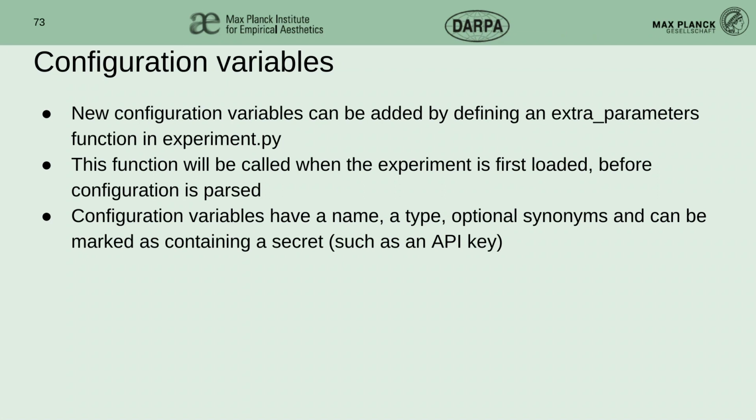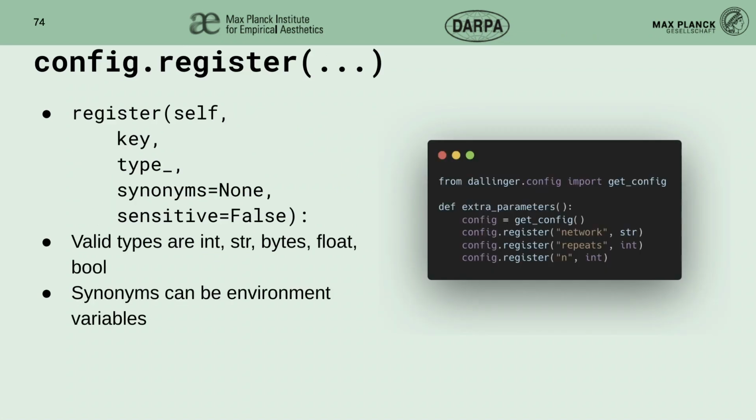Does it? Yes. Okay. This is Jesse, by the way. Jesse's one of the developers. He's just got in. It also has a marker as to whether or not it's sensitive. And if something is marked as sensitive, then Dallinger will not show it to end users, which is good because that's where you would put your API keys or your database connection strings and things. So if you want to create a new one, you use the config.